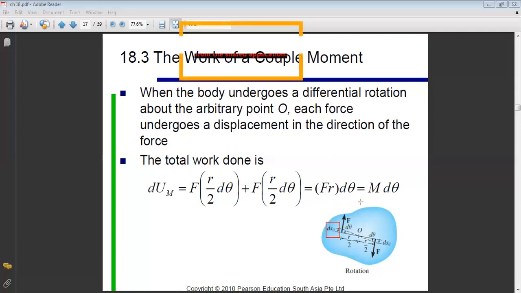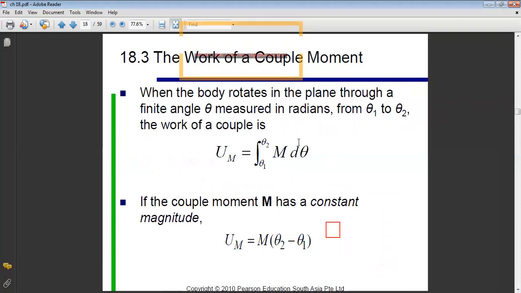I can replace F r by the moment M. So I can say that the elementary work of a couple moment is M times d theta. Like the work of a force is the integral of F ds, the work of a couple will be the integral of M d theta. In case my moment is constant, I can take M outside of the integration. I get that the work of M is M times delta theta.